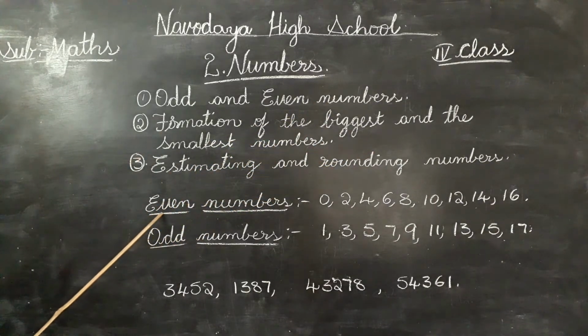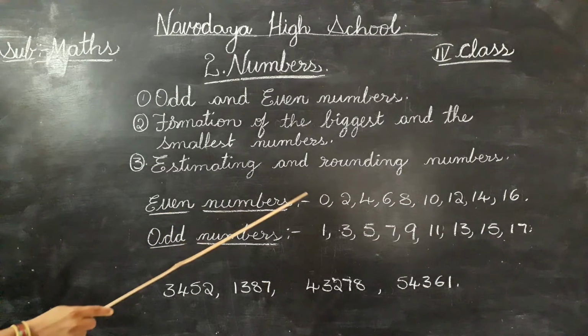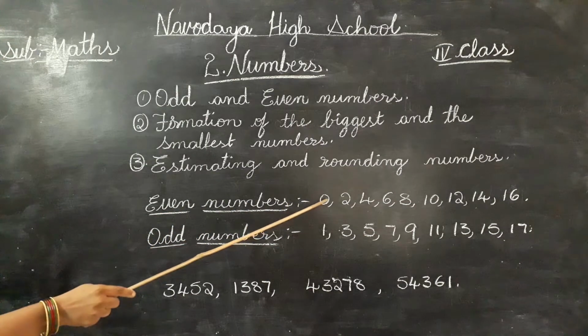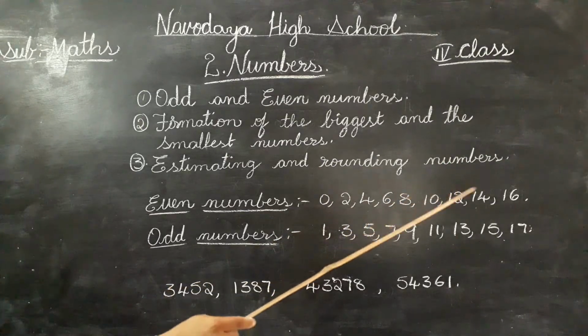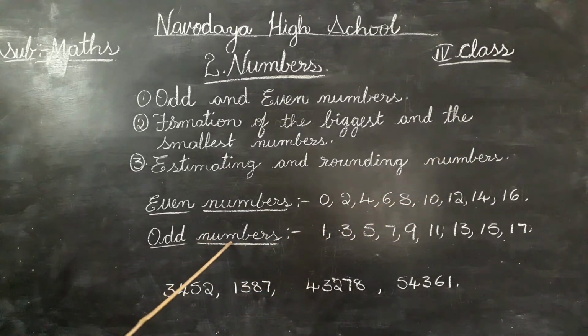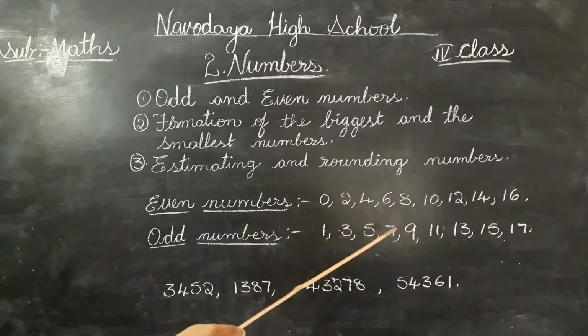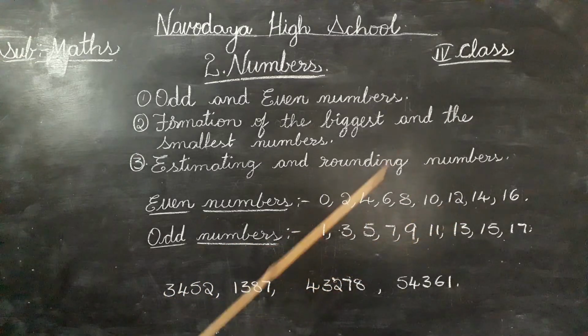Now look here, even numbers. These are some even numbers: 0, 2, 4, 6, 8, 10, 12, 14, 16, and so on. Odd numbers: 1, 3, 5, 7, 9, 11, 13, 15, 17.